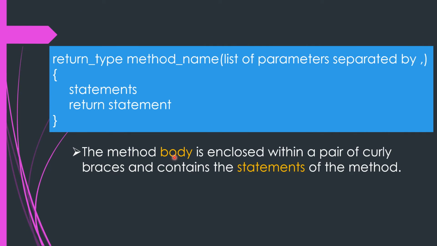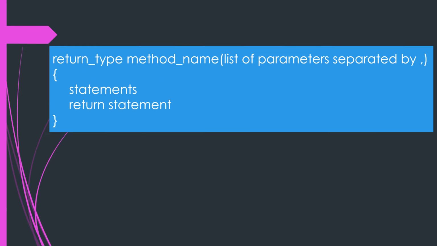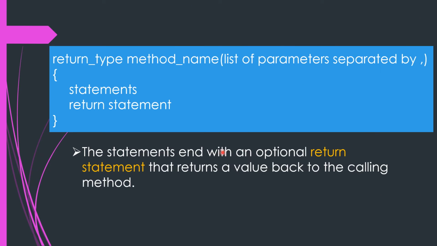Now, the method body. The method body is enclosed within a pair of curly braces and contains the statements of the method. As I have already told you, this is the body of the method and it is enclosed within the curly braces, and there are statements within the method. The statements end with an optional return statement that returns a value back to the calling method. Basically, you can see here in the body we have written first of all statements and then the return statement.